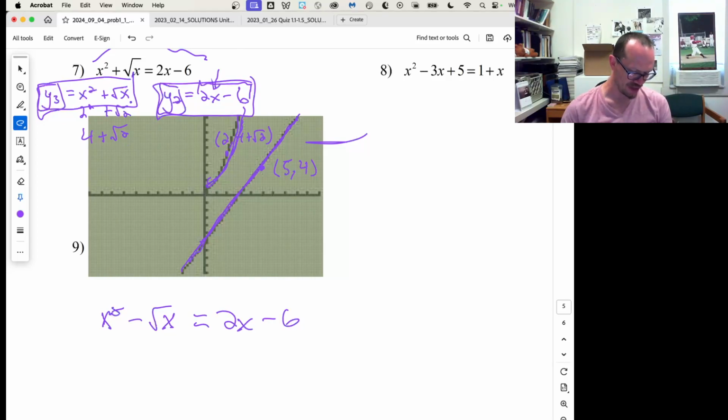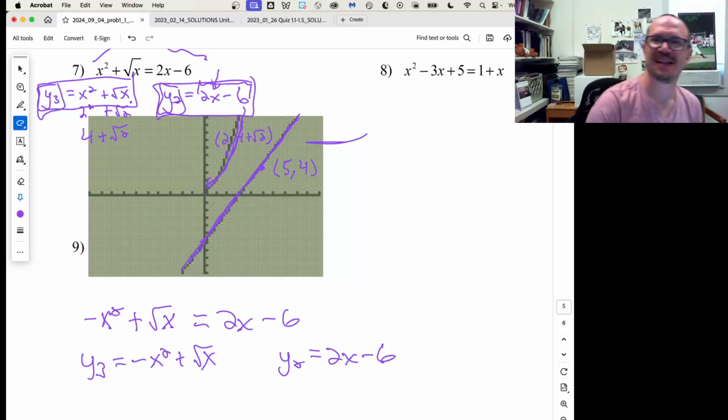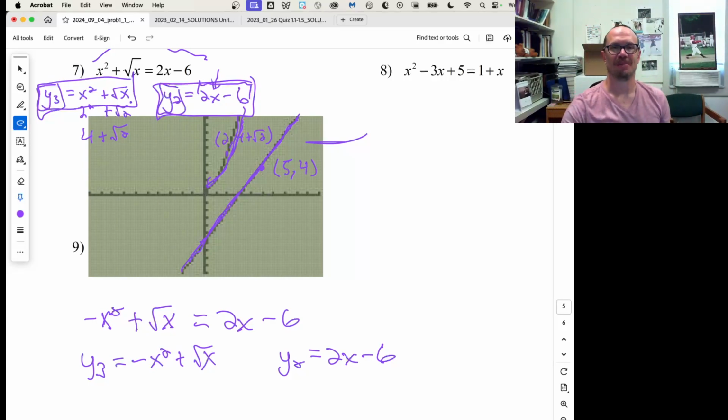So how do I solve that? Well, it's really the same thing. I'm going to plug in for y3, negative x squared plus root x, and I'm going to plug in for y2, 2x minus 6. And then I'm going to graph those two and see if I can find a point that matches up for those two.